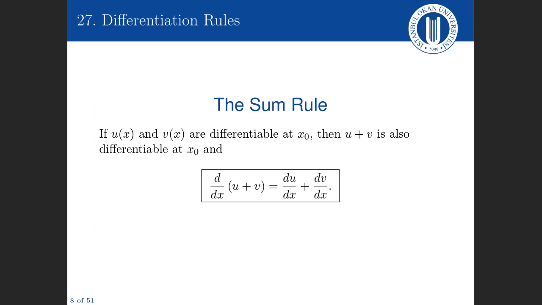Our next rule is the sum rule. If we have two functions u and v, which are differentiable at the starting point x0, then their sum is also differentiable at this point, and the derivative of u plus v is the same as the derivative of u plus the derivative of v.